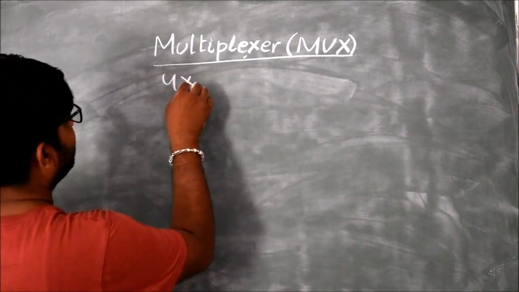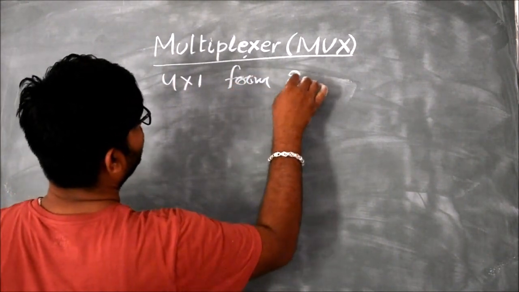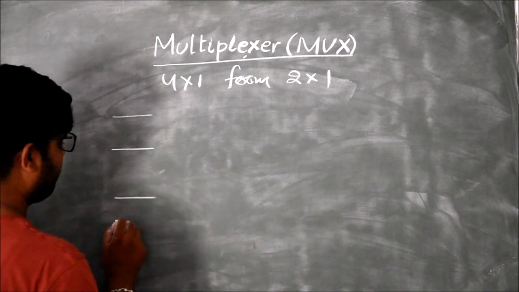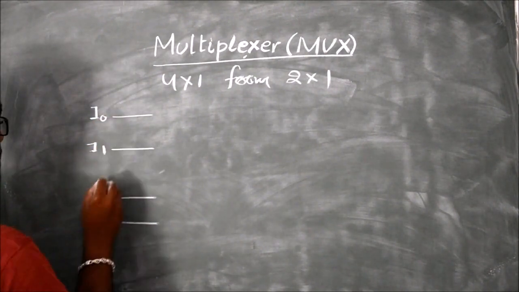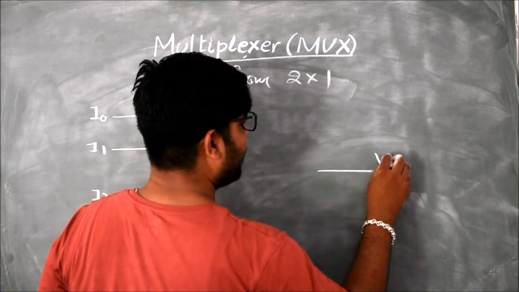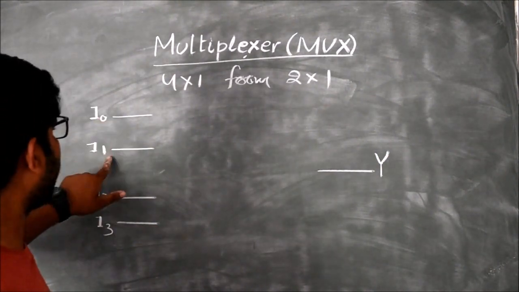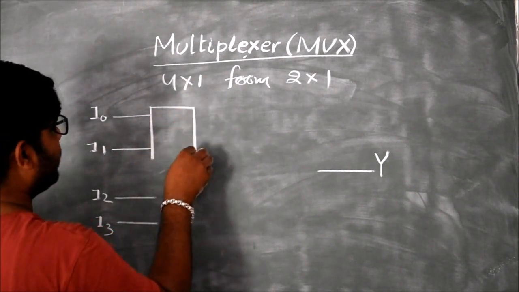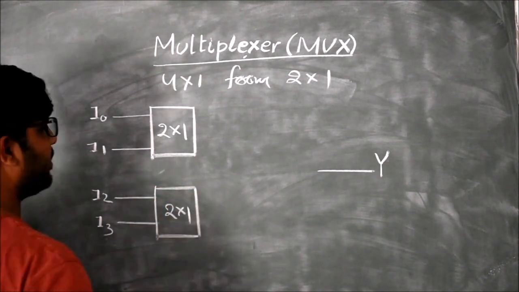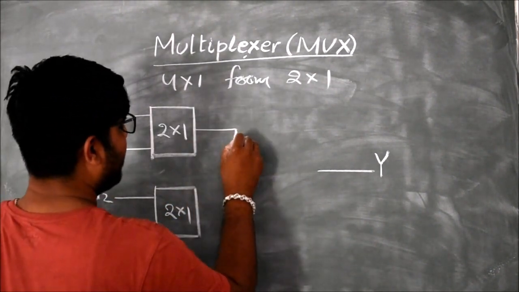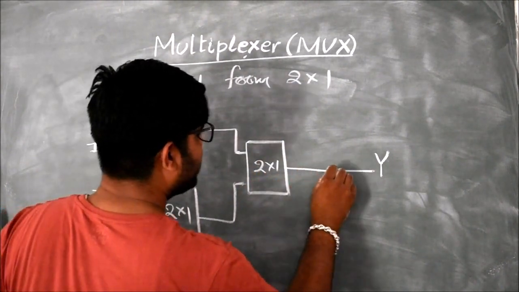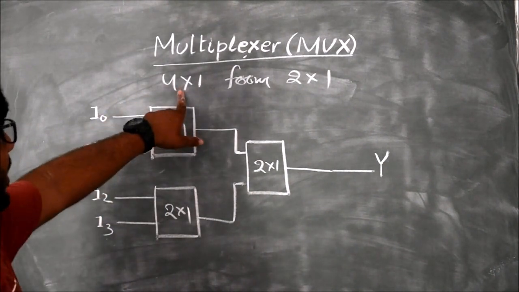So, 4 cross 1 from 2 cross 1. 4 cross 1 means I should have 4 input lines, I0, I1, I2 and I3. And a multiplexer has only one output, that is Y. Clear? So I0, I1 can go to a 2 cross 1 multiplexer. Yes or no? I2, I3 can go to another 2 cross 1 multiplexer. The outputs, 1 from here and 1 from here, can go to another 2 cross 1 multiplexer, and this is the output. Clear?